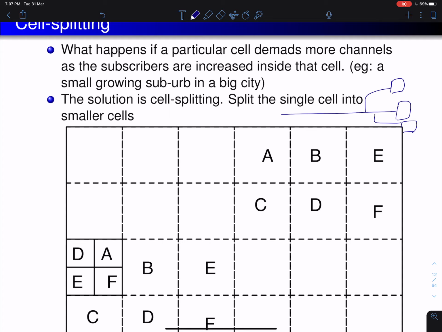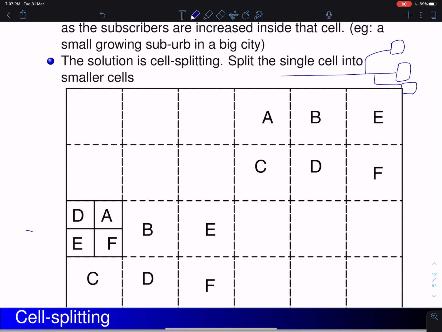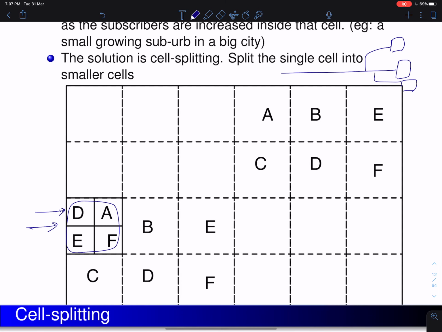So he said, I'm going to apply the same concept that I applied for the entire region to a single cell. So I'll take a single cell and divide it into smaller cells. If the number of subscribers within the cell starts increasing, then I'll just apply the concept of cell splitting to the single cell itself. This is called cell splitting. It takes a single cell, splits it into smaller cells, and applies the same concepts of frequency reuse for the cell itself.